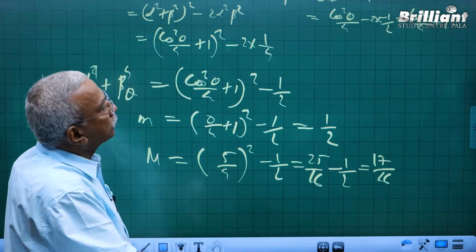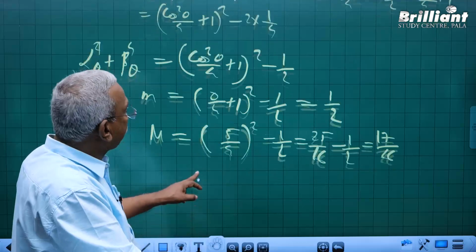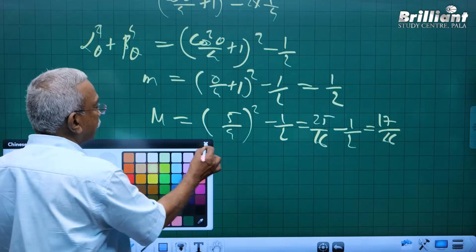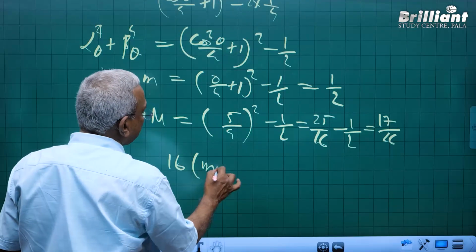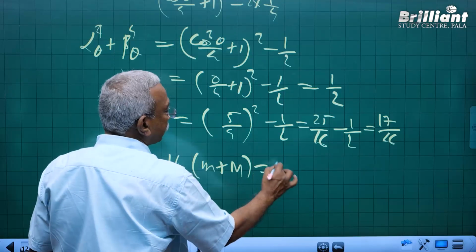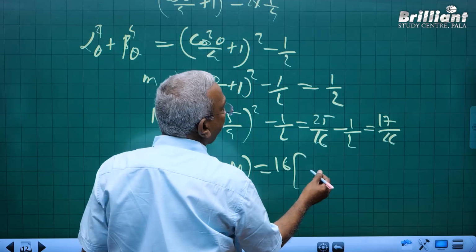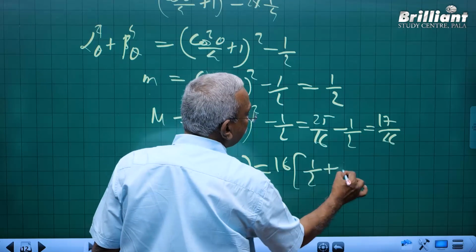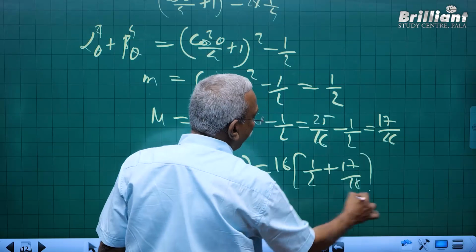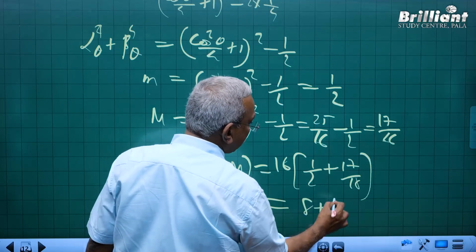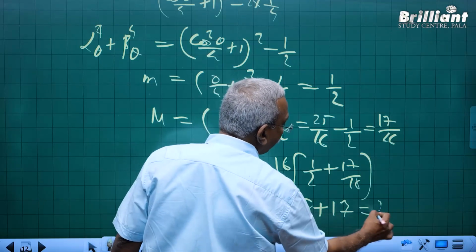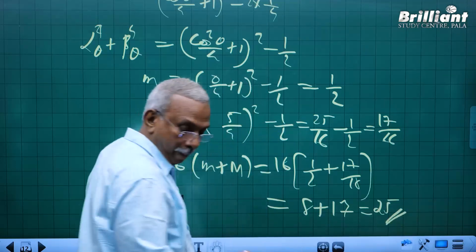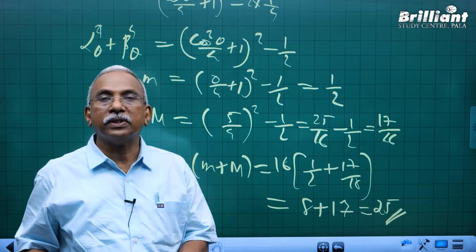So we have two values. Now you want to find 16 times L plus M. Therefore 16 into small m plus capital M is equal to 16 into 1 by 2 and that is 17 by 16. So open this, it is 8 plus 17, which is equal to 25. So option 2 is there.